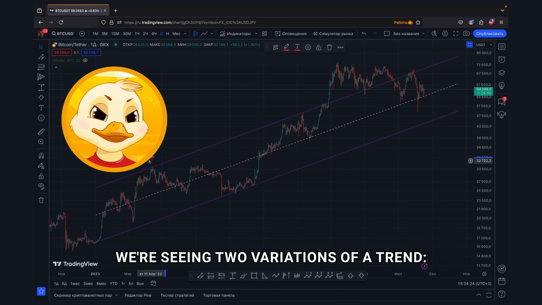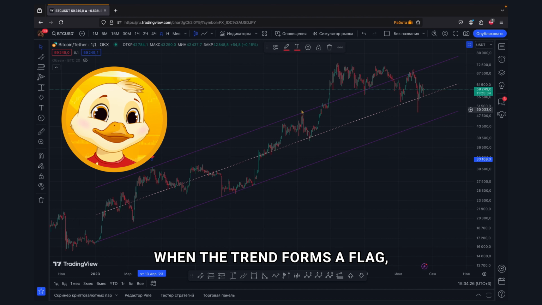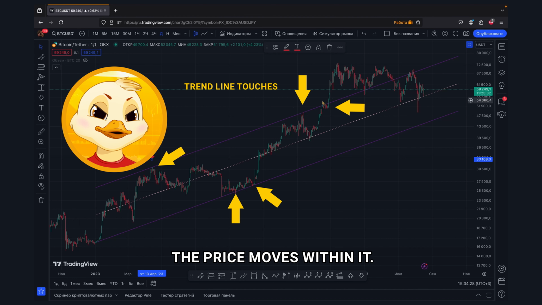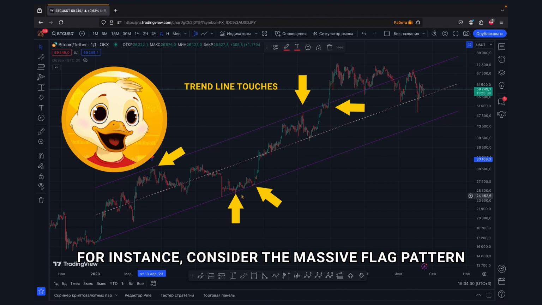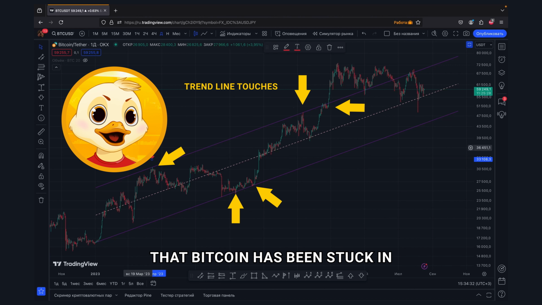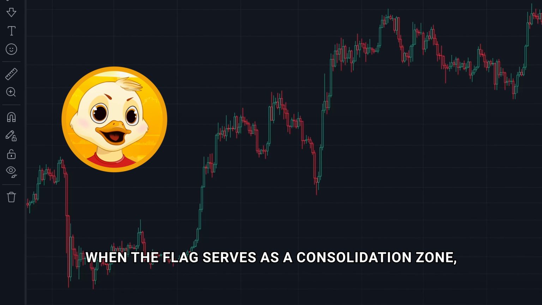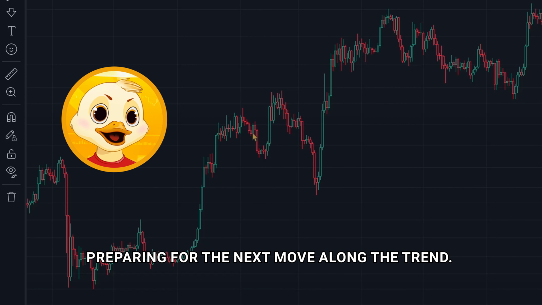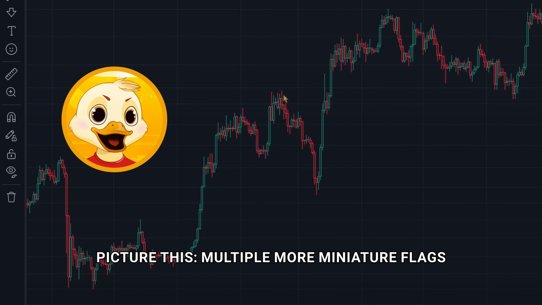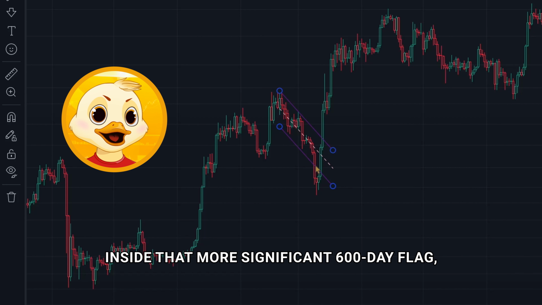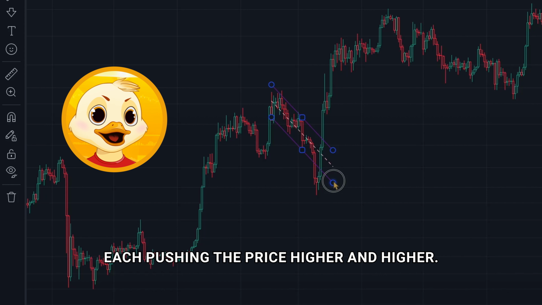On the charts, we're seeing two variations of a trend. When the trend forms a flag, the price moves within it. For instance, consider the massive flag pattern that Bitcoin has been stuck in for 600 days since its drop to $16,000. The flag serves as a consolidation zone preparing for the next move along the trend. Picture this: multiple more miniature flags inside that more significant 600-day flag, each pushing the price higher and higher.